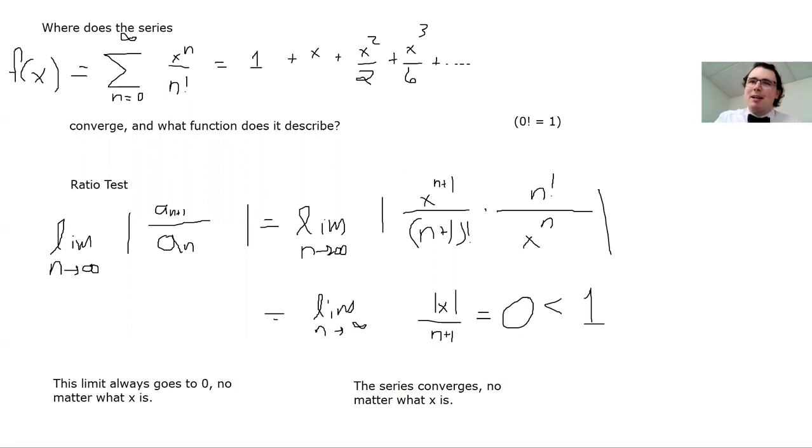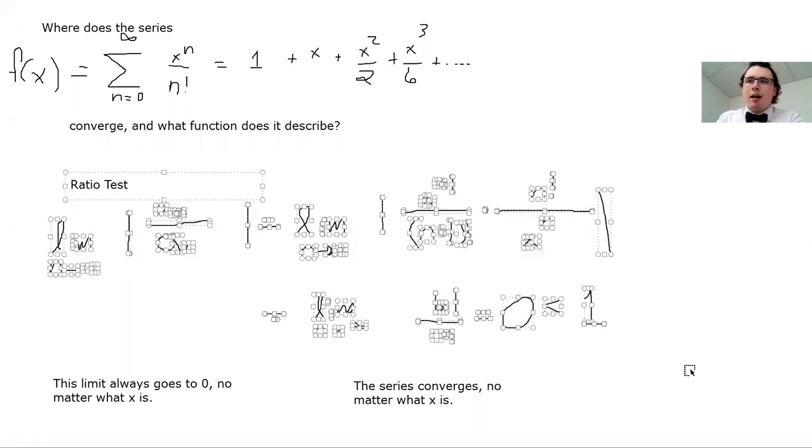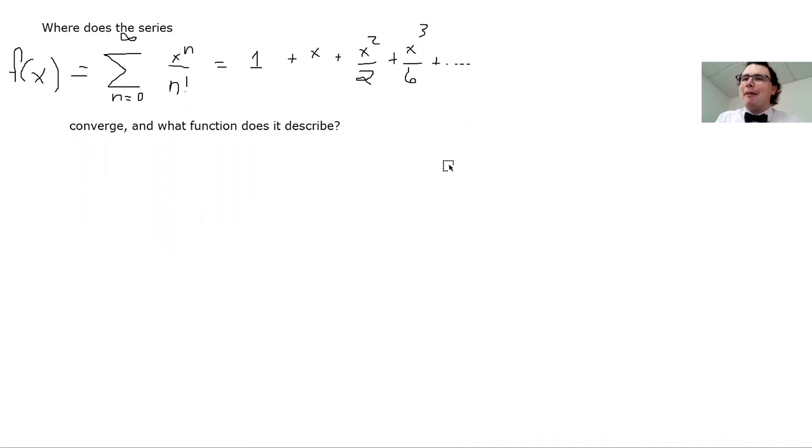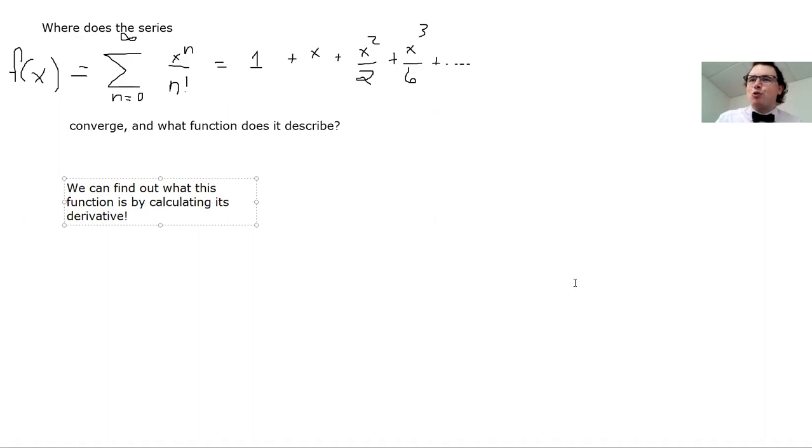Now, you might have seen this in, say, maybe an AP course or something, or maybe not. That's fine too. Let us remember, as students of calculus, we are invested in the calculus mindset. So we can find out what this function is by calculating its derivative instead. This is the strength of the calculus mindset. If I have a function I don't understand, I will take its derivative, and maybe that will help me learn more.